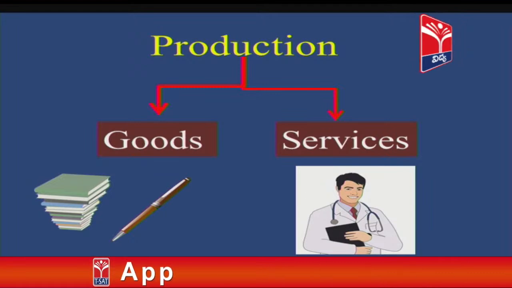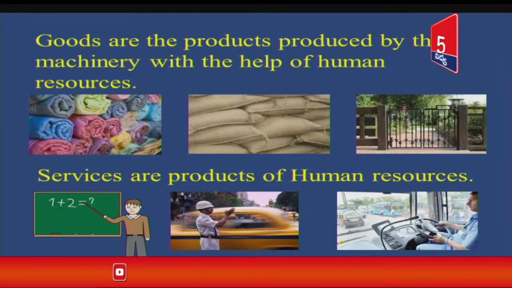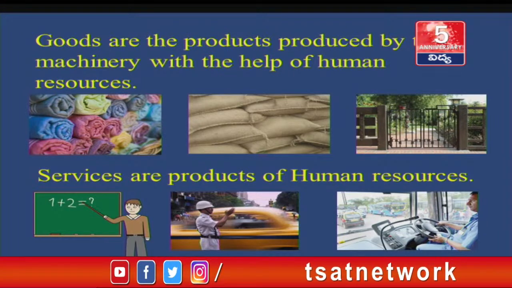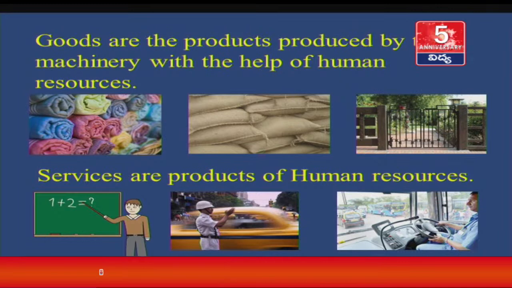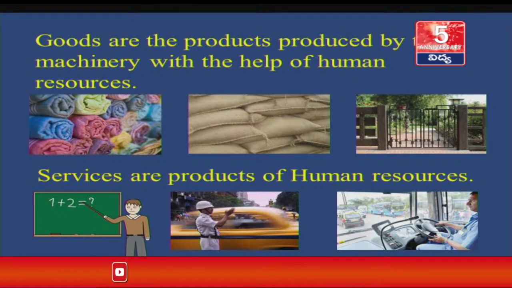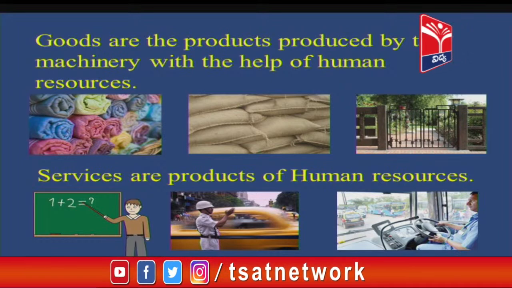Let us discuss the different types of goods we have in this session. Goods are the products produced by machinery with the help of human resources. Here, with the help of raw material and human resources, we make a product which we can utilize. And services are the products of human resources.